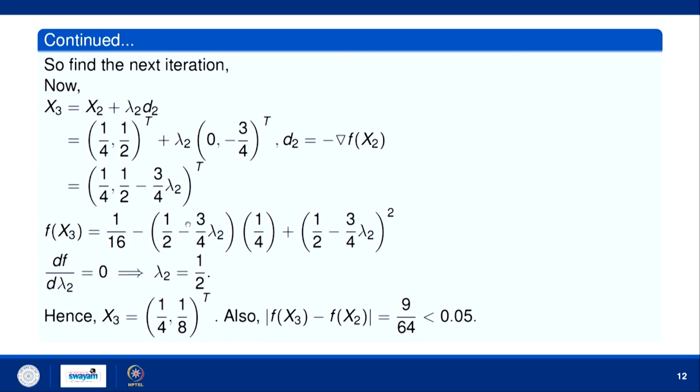So, when you substitute lambda 2 equal to half here, we will get x3 as (1 by 4, 1 by 8). Now, if you find the mod of f(x3) minus f(x2), it comes out to be 9 by 64, which is less than 0.05. Now we will stop here and say that x3 is the approximate optimal solution of the given problem. So in this way we have seen that if we have a non-linear unconstrained optimization problem, then using a steepest descent method we can find at least an approximate optimal solution of a given problem.